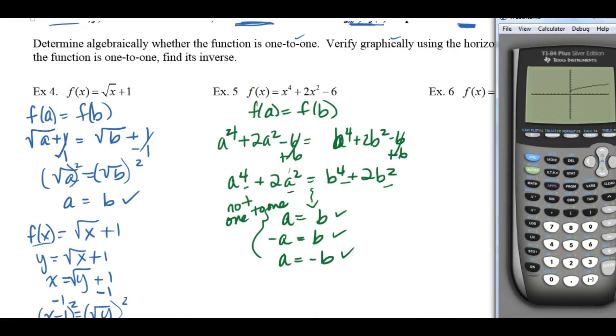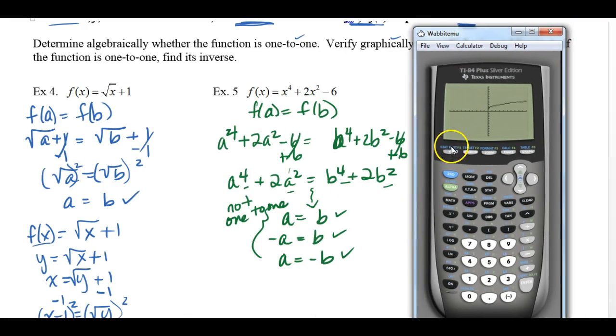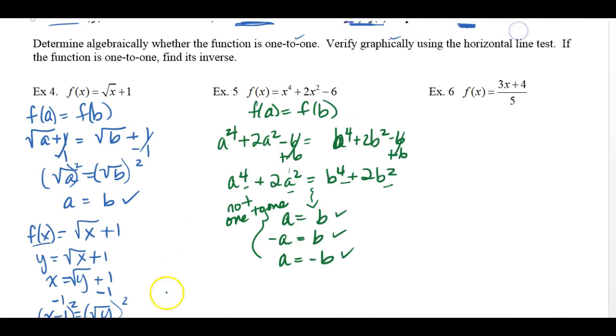Okay? So let's come up to our calculator and type this puppy in. So look at that. If I draw a horizontal line, I'm going to hit it twice, which means there's not an inverse function. So it's not one-to-one. There is no inverse function. That's what that means. Now let's try the next one.